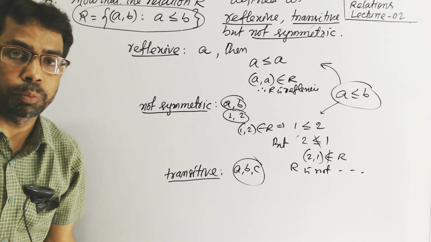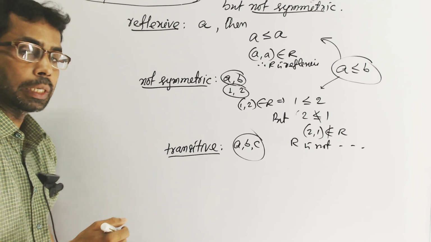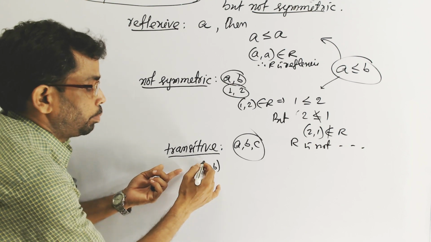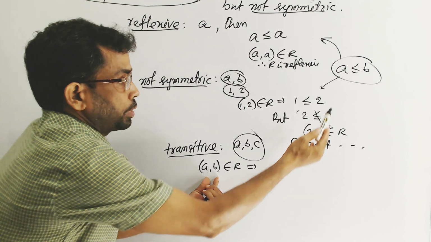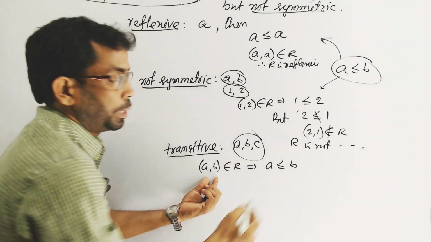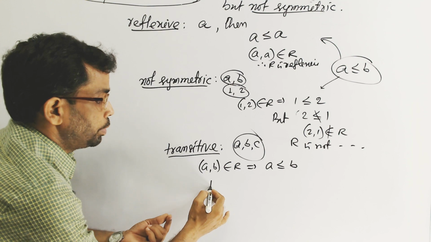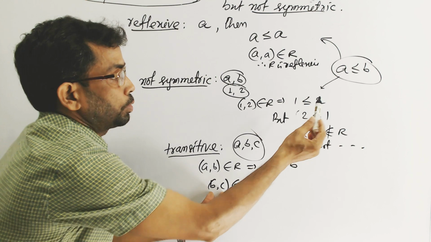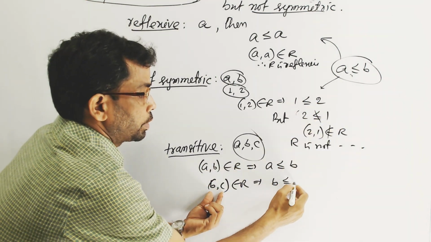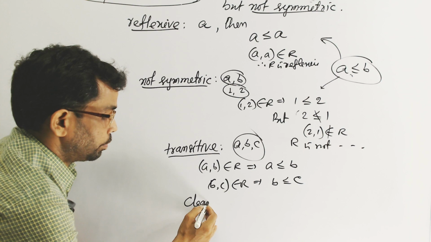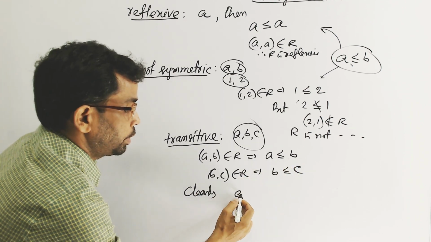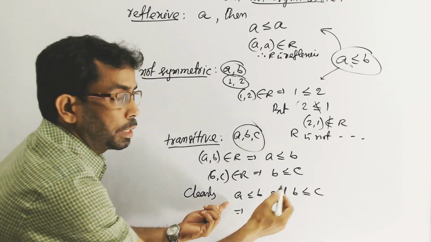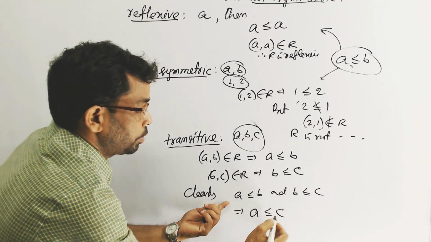And for transitive, again we must explain with a, b, c; we cannot explain with an example. If the pair (a, b) is in the relation, then a and b must satisfy this condition, that means a less than or equal to b. And again, if (b, c) is in the relation, then b and c also must satisfy this condition, so b must be less than or equal to c. Then clearly, if a is less than or equal to b and b is less than or equal to c, then obviously a is less than or equal to c.